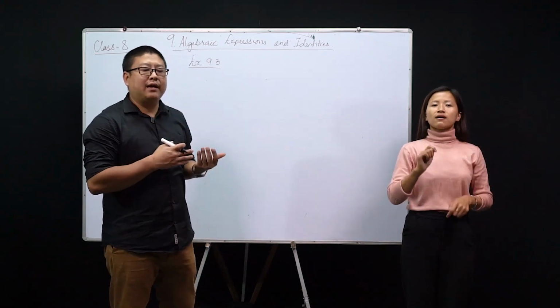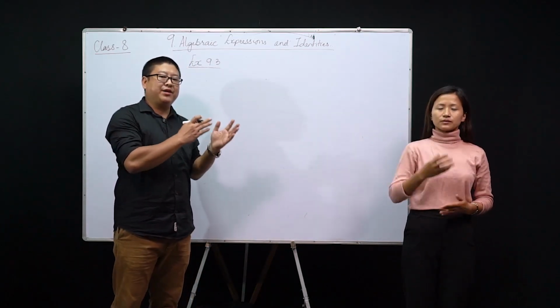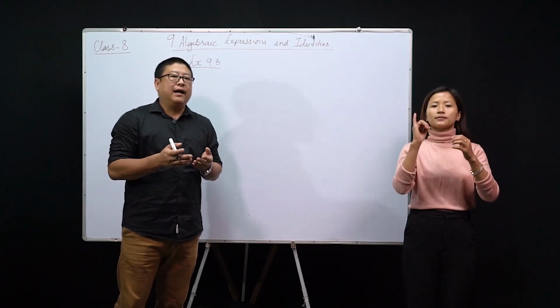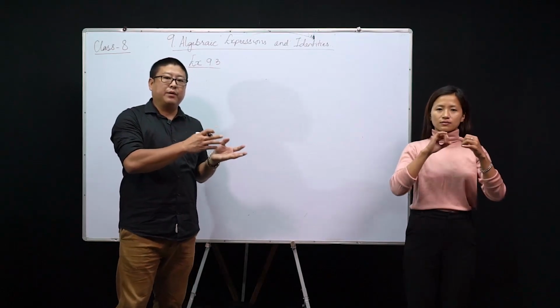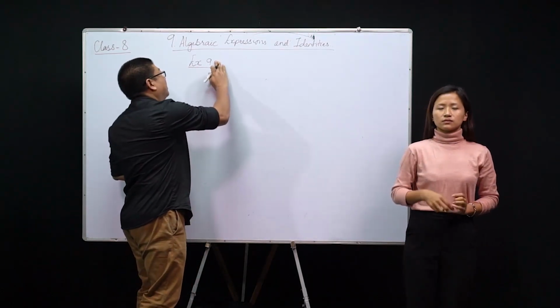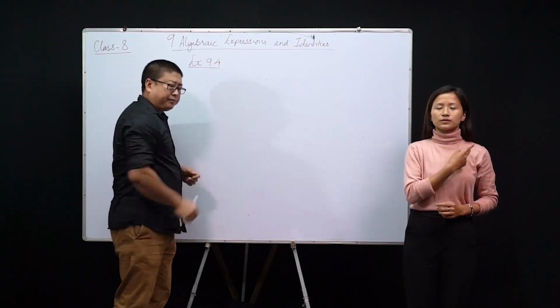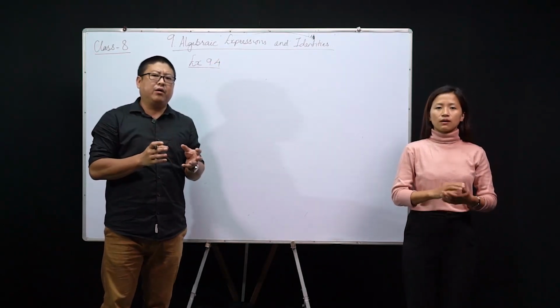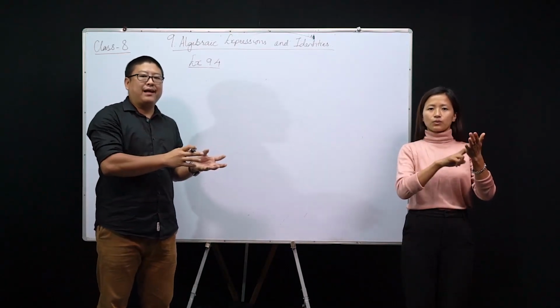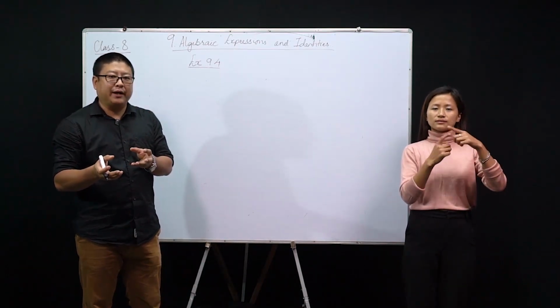Now, in the previous class, we learned about multiplication of monomials and monomials, monomials and binomials, and simplification of all these monomials and binomials together. Now, in this class, we will be learning about multiplication of binomial and binomial, and binomial and trinomial in some cases.